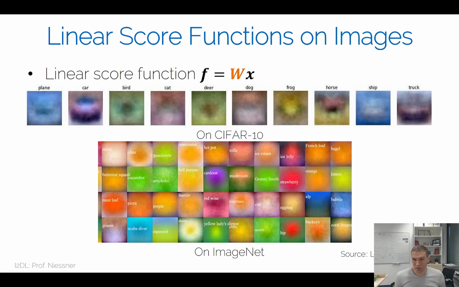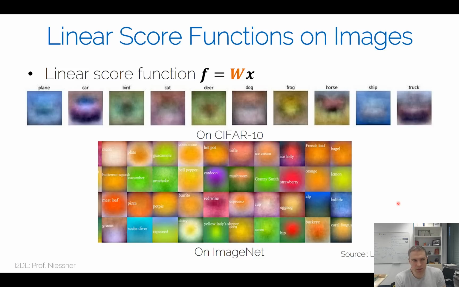So what do we learn here? Well, I don't have the exact numbers here, like how high you can tune a linear score function on CIFAR 10, but you can expect that this one here does actually something reasonable. On the other hand, if you do something like this on ImageNet, a more complicated data set, it's going to get a little bit more complicated.